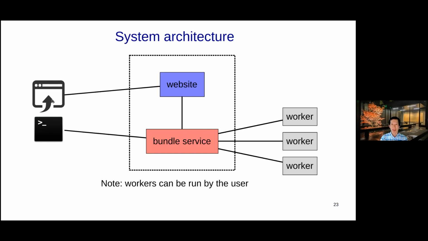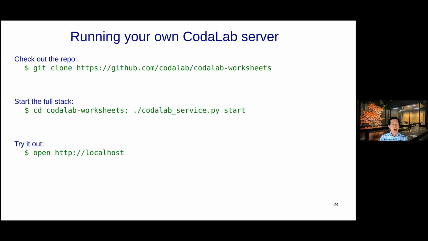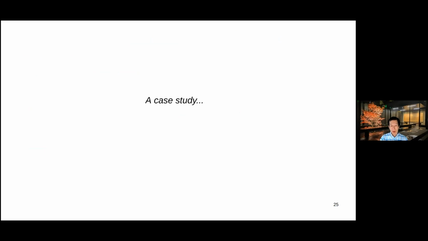You just have one way of running commands, and the backend dispatches, which is really nice because it separates what you want to run from how you want to run it. You can also run your own CodaLab server on your laptop in basically one command, CodaLab service start, if you have, for example, private data that you don't want to upload to worksheets.codalab.org, which is a public instance.